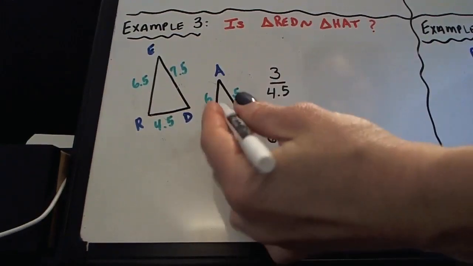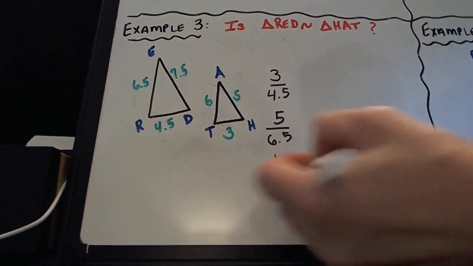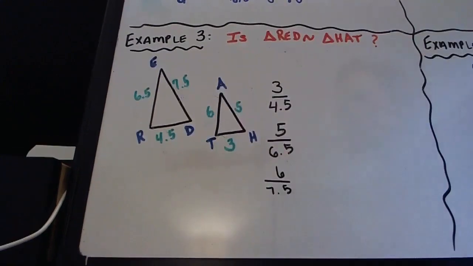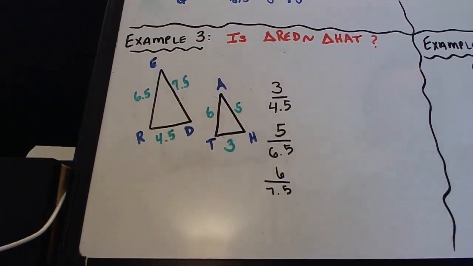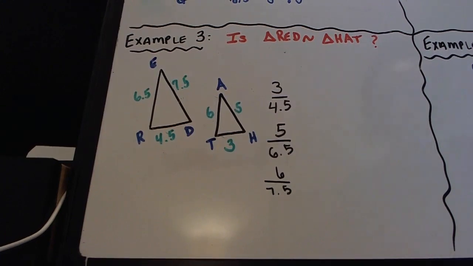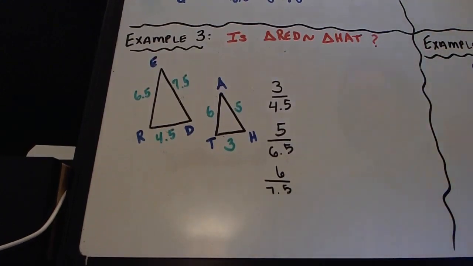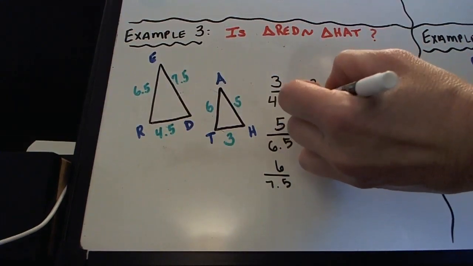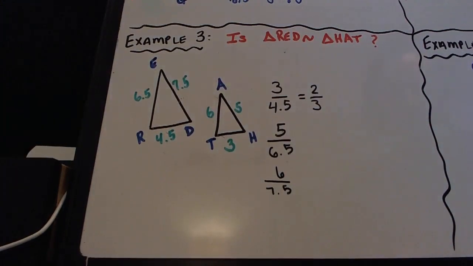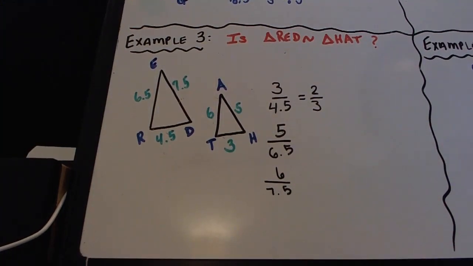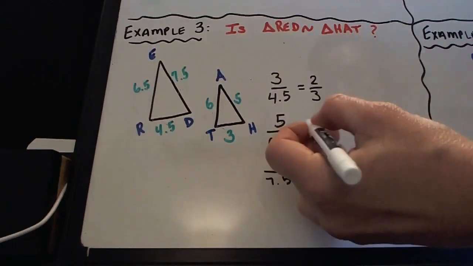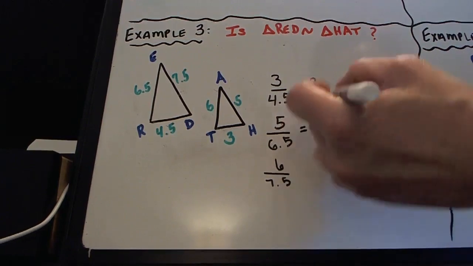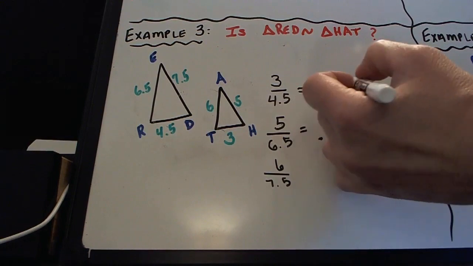We have to go small, medium, large. So I'm going to take large side here of 6, and then large side over on this triangle, which is 7.5. And then I'm going to take each of those ratios and use my calculator just to simplify. So 3 divided by 4.5 is going to give me 0.6 repeating, which is 2/3. If I do 5 divided by 6.5, that gives me 0.769. Okay, and this one was 0.6 repeating.